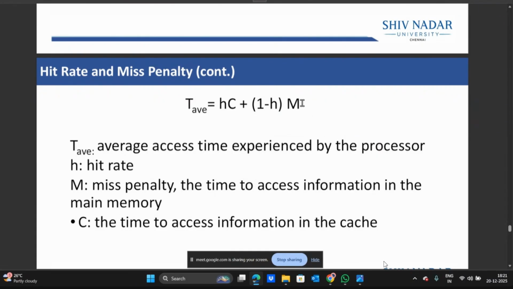See, the average memory access time, logically, if you think: when there is a cache hit, you directly take whatever data is required from the cache. So hit rate into cache time. When you miss, you access the memory. So you multiply the miss penalty into the miss rate. This is the logic behind the formula. If you substitute the given values in this, you're going to get the answer. There's nothing very complex in this question.